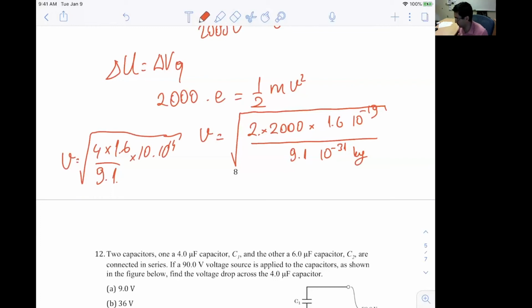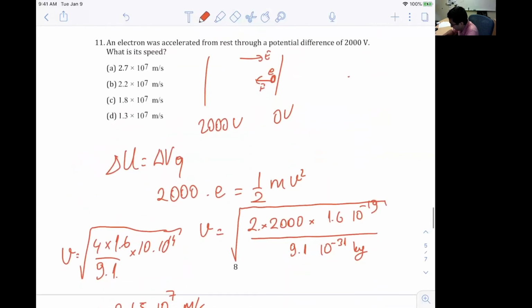So then this product is going to be the square root of 4 times 1.6 times 10 divided by 9.1. It's going to be 2.65 times 10 to the 7 meters per second. So then this will be A.